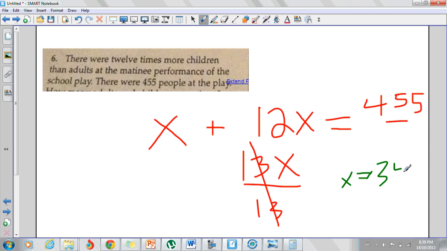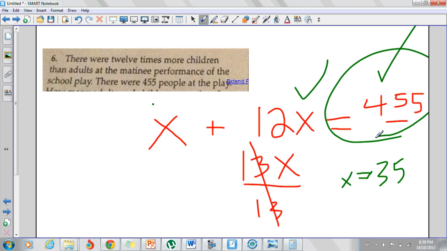There we go. So x is 35, which means x represented the number of adults. So there's 35 adults, and there's 12 times that. So 12 times 35 will give you the number of kids. And you can check your answer just by plugging this back into x and then adding them up, and you should get 455 on this side and 455 on that side. So remember, this side is always your total, the total amount, and this side over here is going to have a letter, and then you're going to have to do something to the letter again in order to solve it.